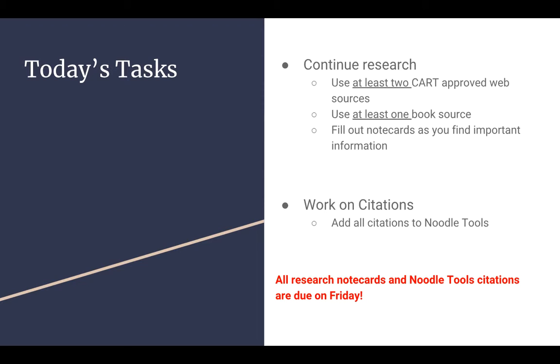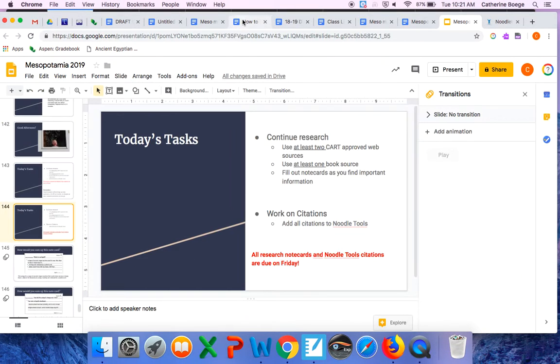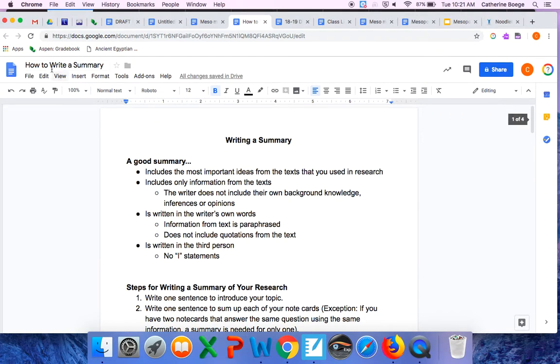So, the first thing that you'll need to do is go to Google Classroom and open up the document titled How to Write a Summary. A good summary includes the most important ideas from the text that you used in your research. It includes only information from text. Do not add your own background knowledge, inferences, or opinions. A good summary is written in the writer's own words, meaning that they've paraphrased information from text and not included quotations. A good summary is also written in the third person. That means no I statements.